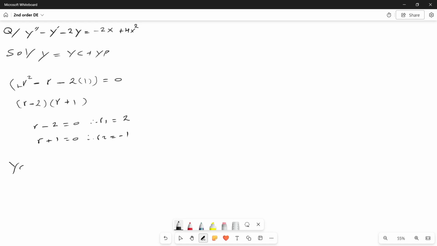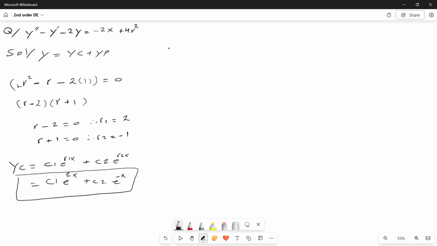our complementary solution is as such: c1 e^(r1 x) plus c2 e^(r2 x). And when we substitute the values of r1 and r2, we get the following: c1 e^(2x) plus c2 e^(-x). Now we have the complementary solution done.